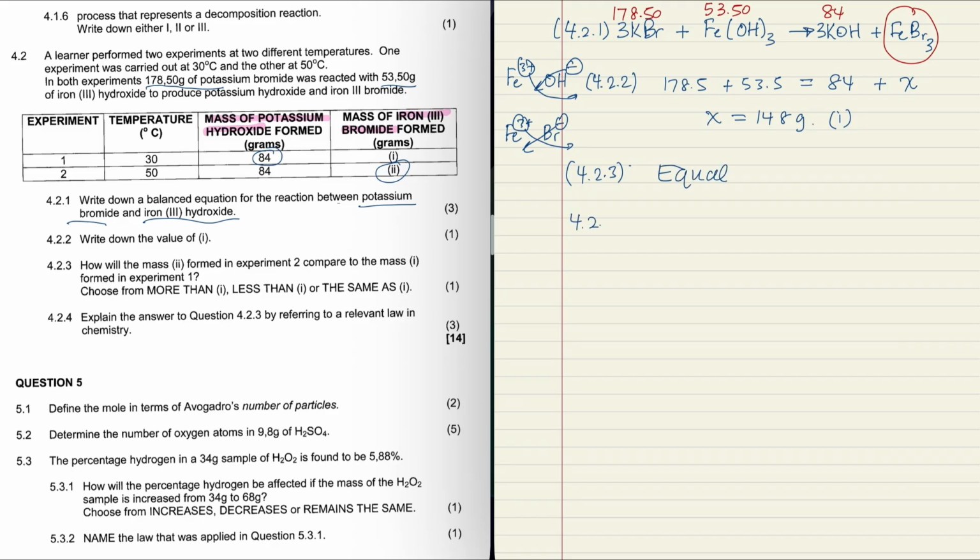Question 4.2.4, explain. Okay, we've explained it. It's conservation of mass.